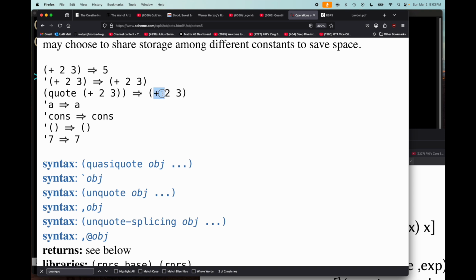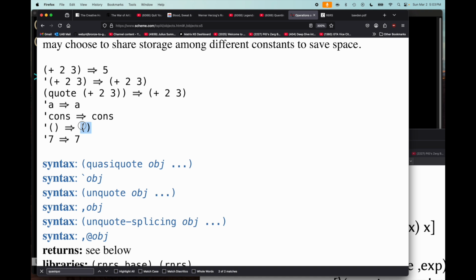So in this case, the car of this list will be the symbol plus. Quote of a evaluates to a, so a is a symbol. Quote cons evaluates to cons, which is a symbol. If you just evaluate cons by itself in Scheme, in the initial environment, you would get back a procedure, because cons is bound to a procedure in the initial environment. But here, if we quote cons, we get back the symbol cons.